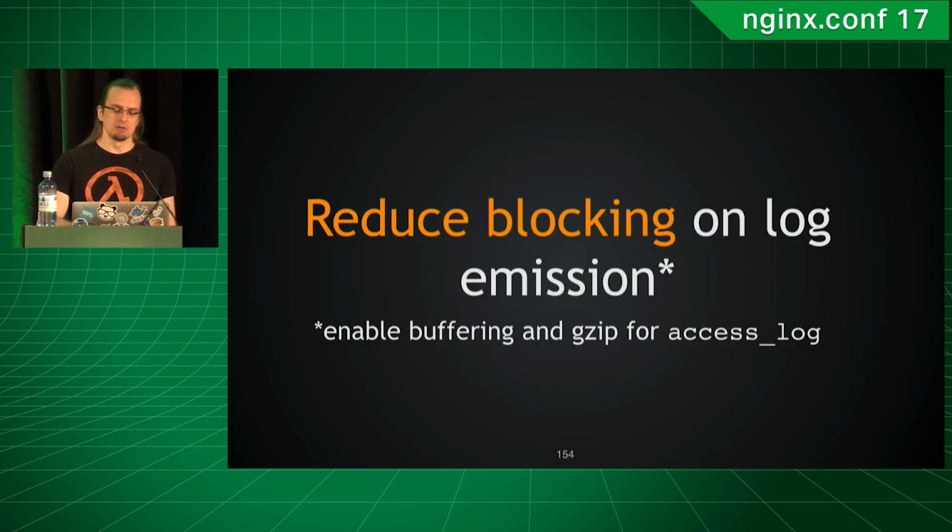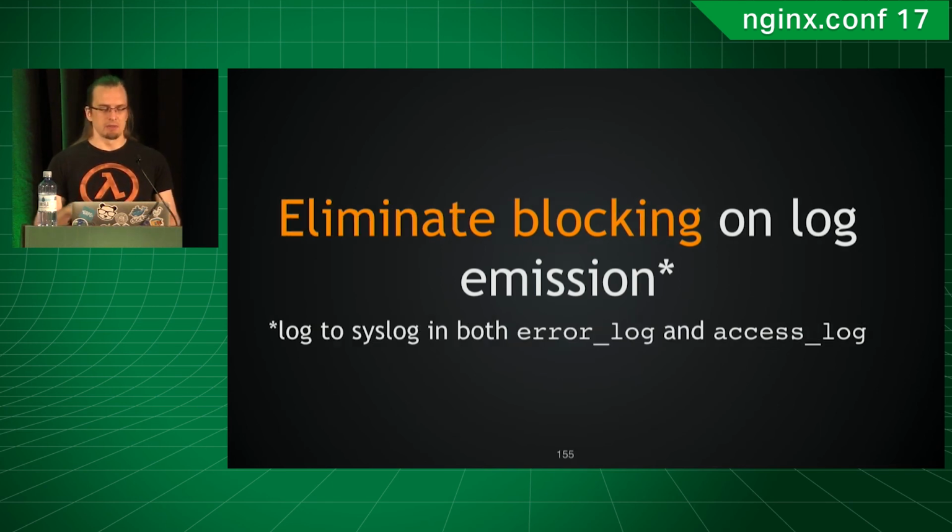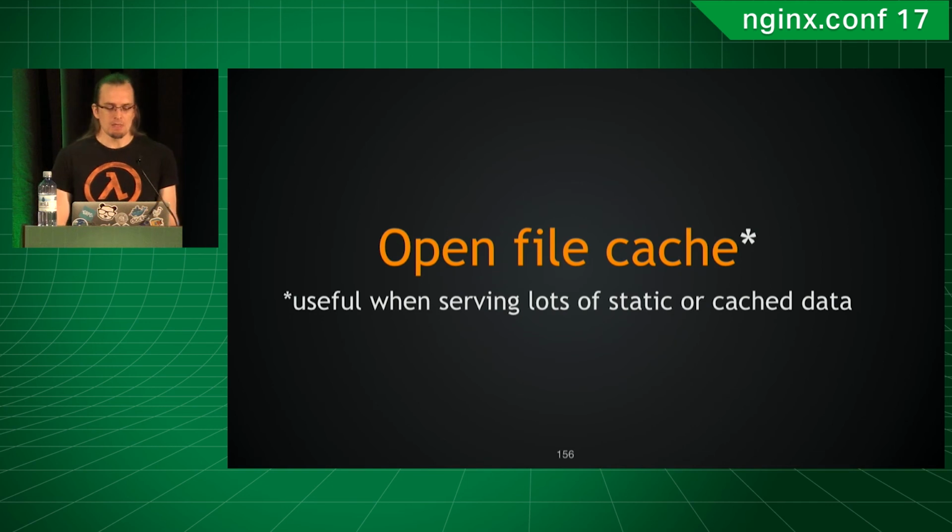You can also reduce blocking on log emission. So if you notice that your NGINX blocks on log writes a lot, you can enable buffering and gzip in the access log directive. That won't fully eliminate blocking though. To fully eliminate it, you need to log to syslog in the first place. That way your log emission will be fully integrated inside the NGINX event loop and it won't block. And opening files can also be a blocking operation, so enable open file cache, especially if you're serving a ton of static or you are caching data.